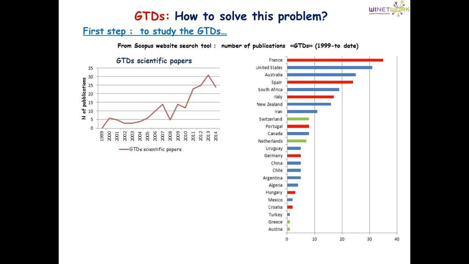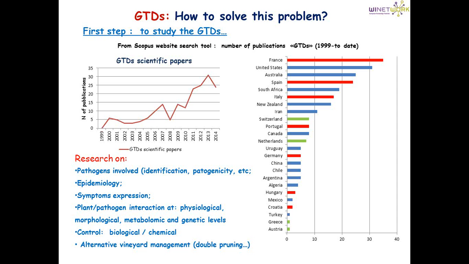Okay, how to solve this problem? The first step was to study the disease. This slide shows how, since 2000, researchers worldwide started to study several aspects of the disease, like epidemiology, pathogen, symptom expression, etc. And also, you can see how the problem is spread in all viticultural areas of the world, because research studies GTD in France, in the United States, but also in South Africa, in New Zealand, in Iran, in Portugal, in Canada, in China, in Chile, and Argentina, and so on.